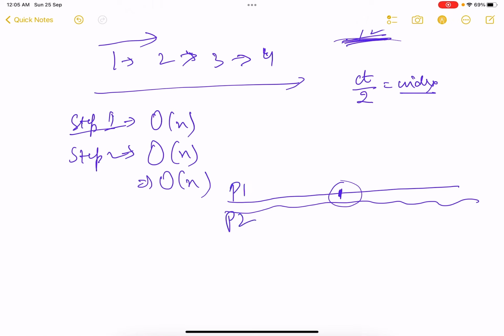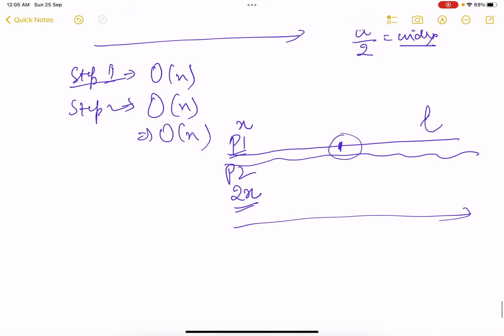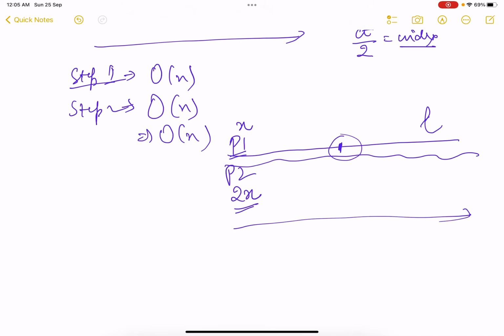So person 1 runs with a speed of x and person 2 runs at a speed of 2x. That means just double the speed of person p1, right? And they are basically sprinting, okay? So this is the length that they need to traverse. Now if I talk about the time, person 2 is obviously running fast.